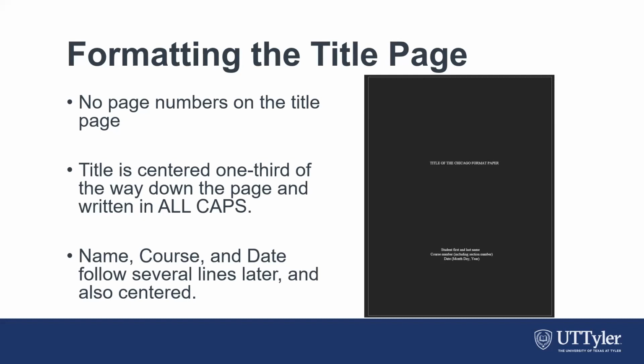Then you scroll down about 10 or so lines, and that's where you put your name on one line, the course number on another line, and then the date. So you have all that information there. This is a picture that is an example of a standard Chicago style title page.